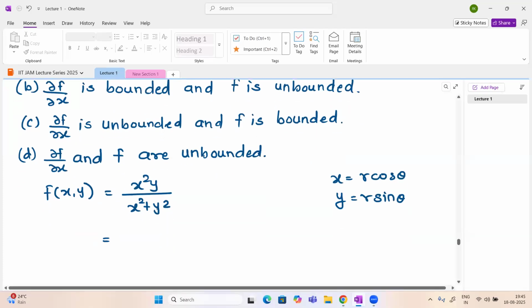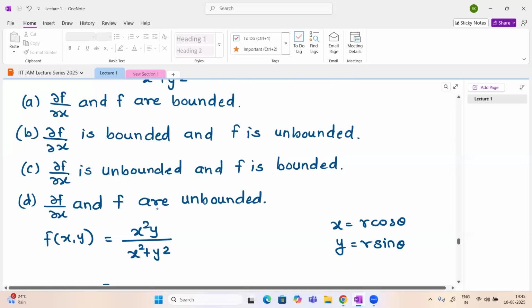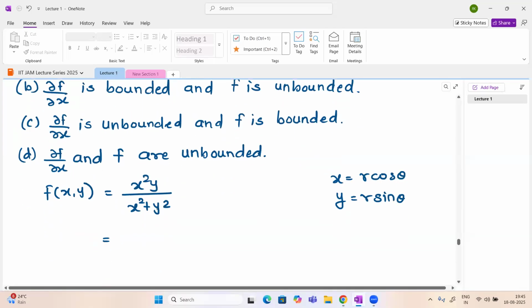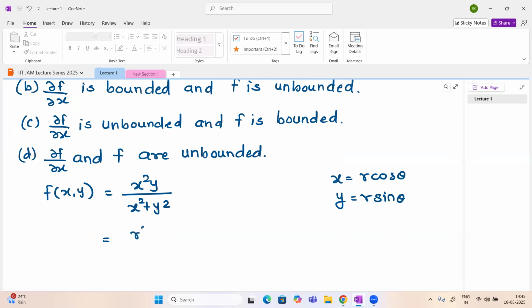Function is unbounded. Yes, you are right. Okay, so let me simplify it first. Sunil, what will I get if I put these values here? r cos square theta, r sin theta, right? And in the denominator, x square plus y square, so we will get r square, since cos square theta plus sin square theta is always 1. Shall I cancel r square from numerator and denominator? Yes. r cos square theta sin theta.